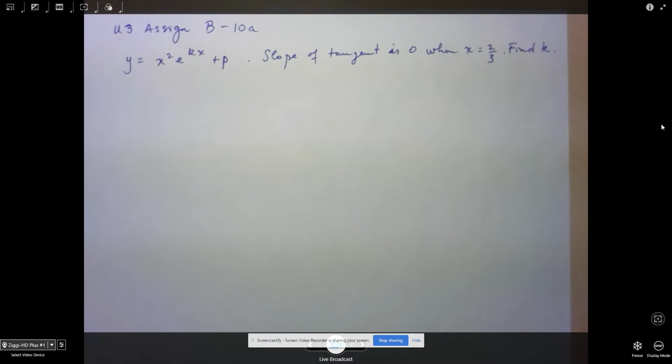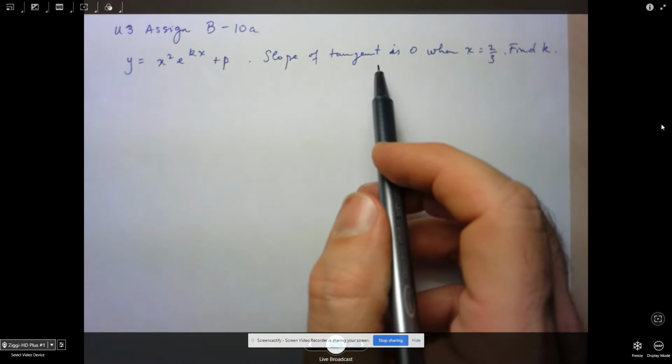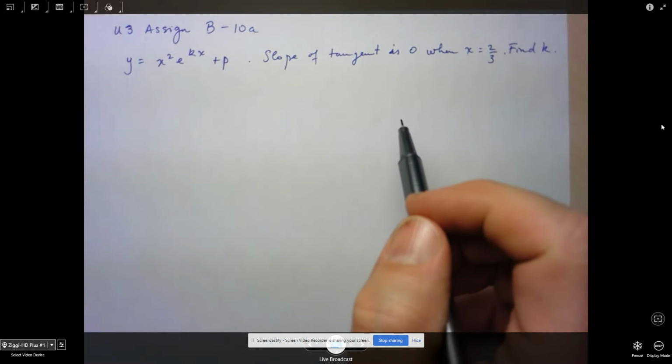Hi folks, we're going to look at 10a from part B of the Unit 3 assignment. They give us this function and tell us that the slope of the tangent is 0 when x is equal to 2/3. They want us to use this information to find k.